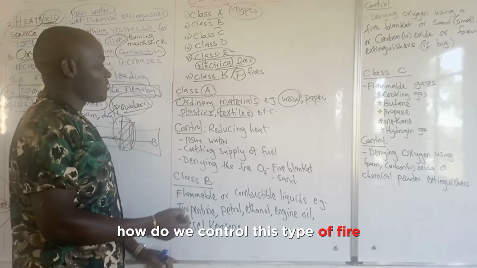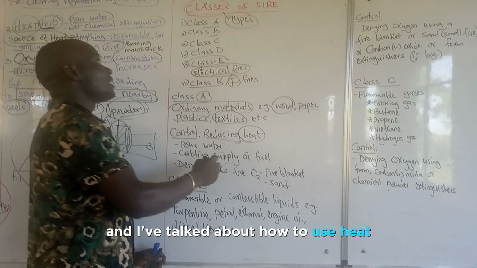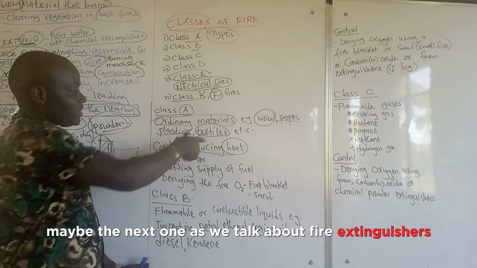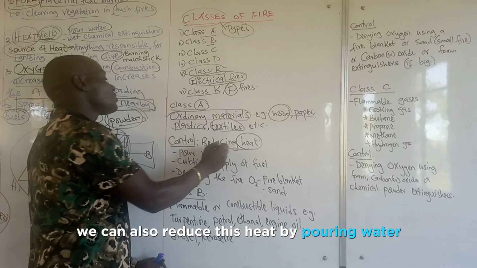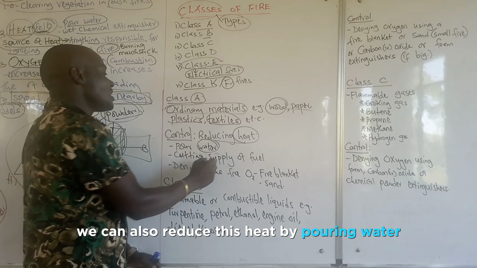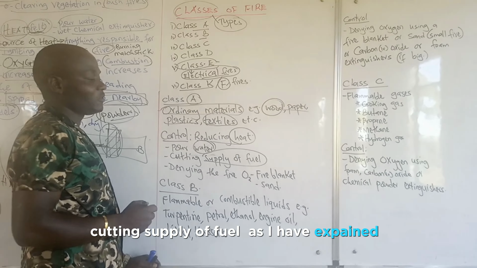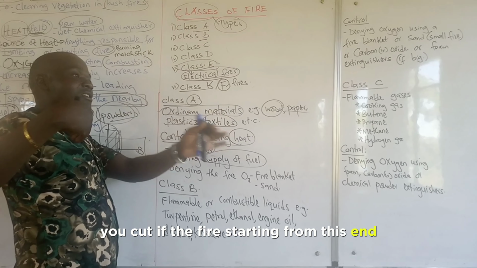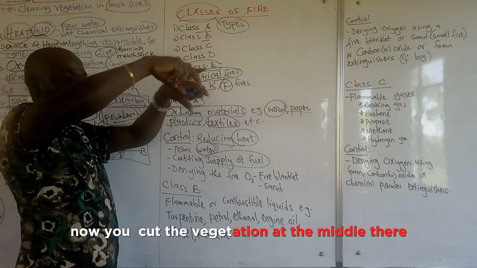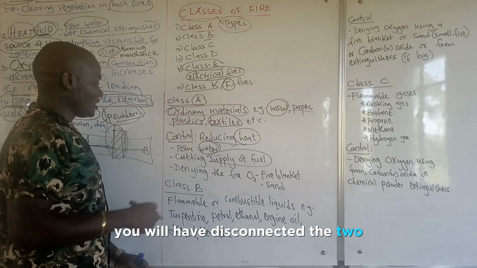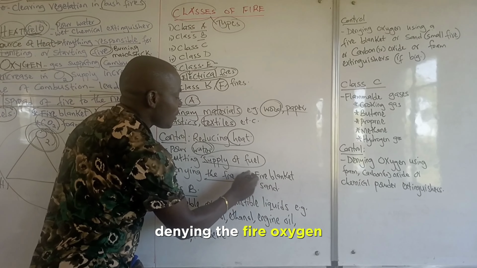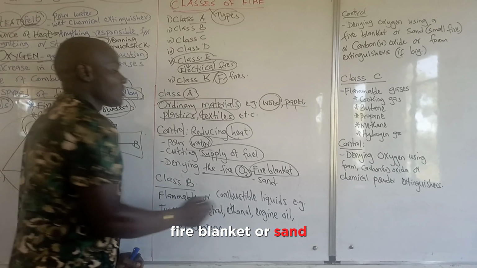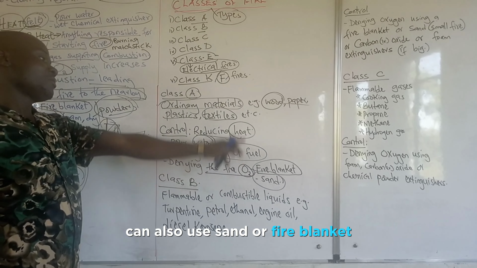How do we control this type of fire? Reducing heat, and I've talked about how we can reduce heat. Maybe in the next one, as we talk about fire extinguishers, we shall look at that. We can also reduce this heat by pouring water, cutting supply of fuel, as I have explained. In case of bushfire, what do you do? If the fire started from this end to the other end, you cut the vegetation at the middle there. You will have disconnected the two. Denying the fire oxygen. How do you do that? You can use sand or a fire blanket.